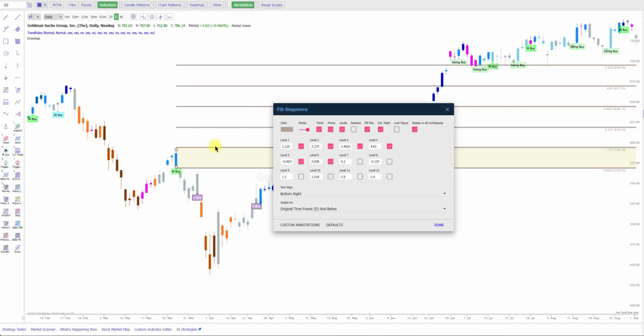1.125, that's my entry. Okay. 2.275, level 2, level 3, level 4, level 5. All right. For my stop loss, you need to use a negative value. So negative 0.0625. Okay, it's half of this.